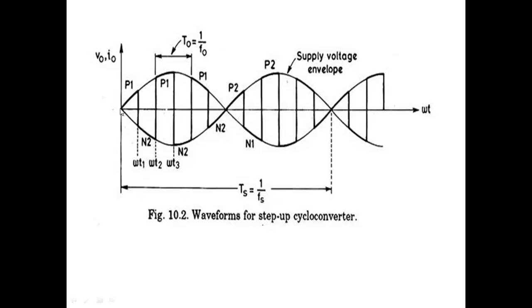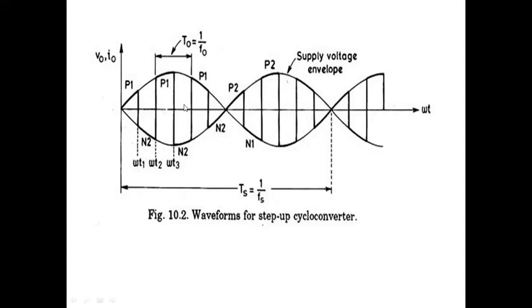See here, the input is this one. One positive cycle and negative cycle combination is nothing but one cycle. For one cycle, the input time period is Ts. But for the output, you see, positive cycle and negative cycle. Take only one cycle. How many similar cycles are there in one cycle of input?